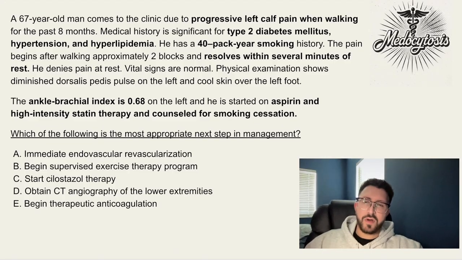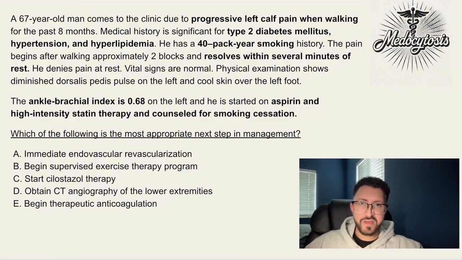So let's start from the bottom up and start with E. So beginning therapeutic anticoagulation. Now this might seem like a tempting option, but you have to remember you're dealing with peripheral artery disease and not like a DVT or a pulmonary embolism. With peripheral artery disease, the cause is an atherosclerotic plaque that's formed over time. For this kind of thing, you want to give antiplatelet medication like aspirin and statin, as you can see in the question. Anticoagulation is more for thrombosis, with your DVTs, your pulmonary embolisms, your arterial thrombosis. So that doesn't help treat PAD. Therefore, E isn't the correct answer.